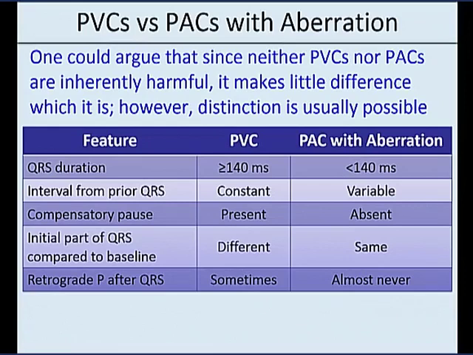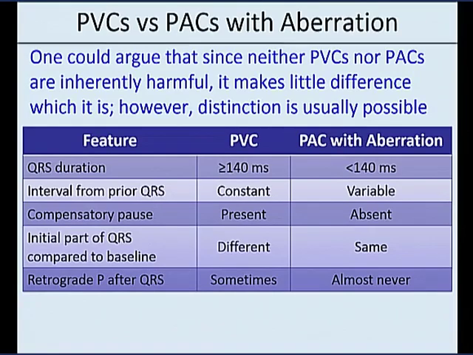The width of the QRS, this is just like distinguishing VT from SVT with aberration, a little bit wider with PVCs than with PACs. The interval from a prior QRS, if you're having a bigeminal looking rhythm, with PVCs, they tend to be more constant than our PACs. I wouldn't say that, oh, if it's constant, it can't be PACs. PACs can be a fixed coupling interval as well.